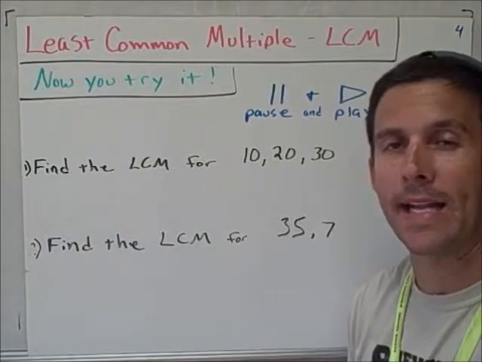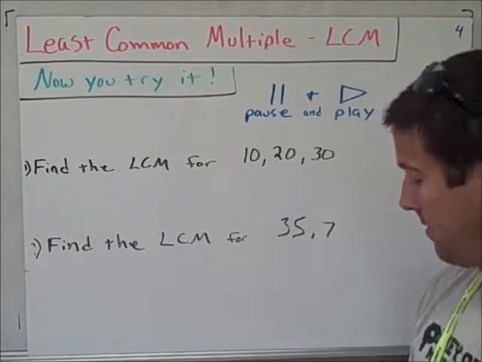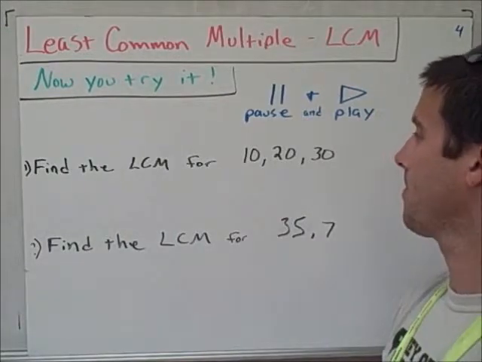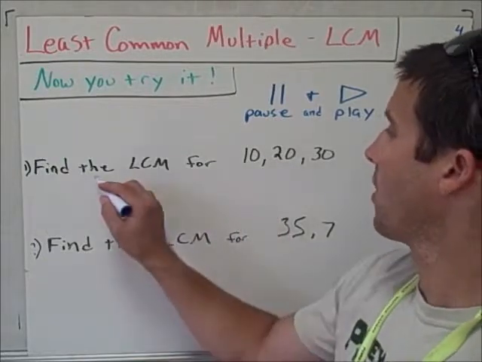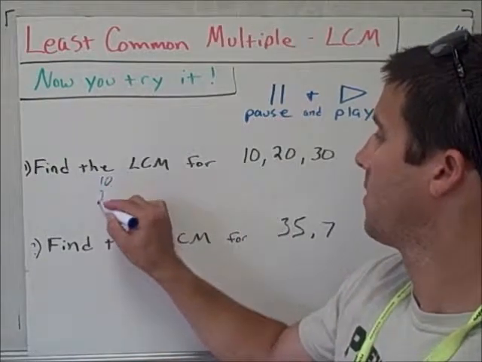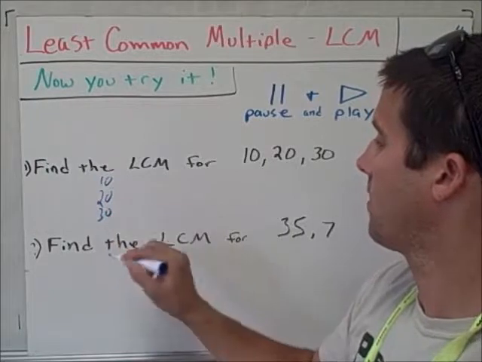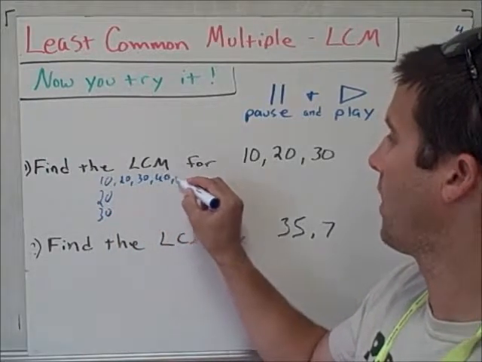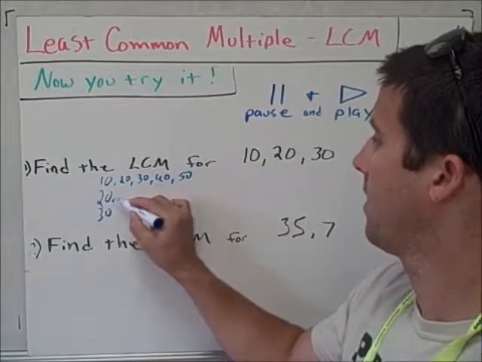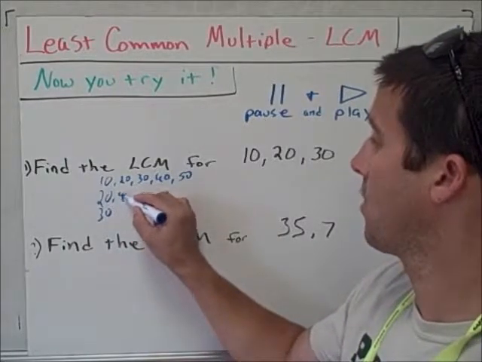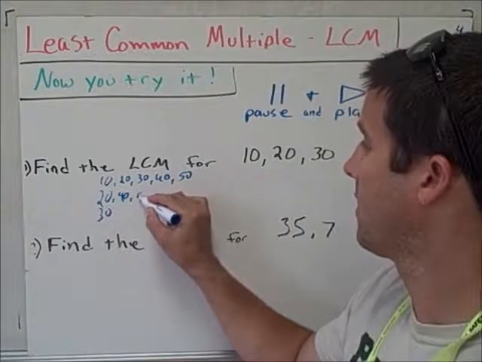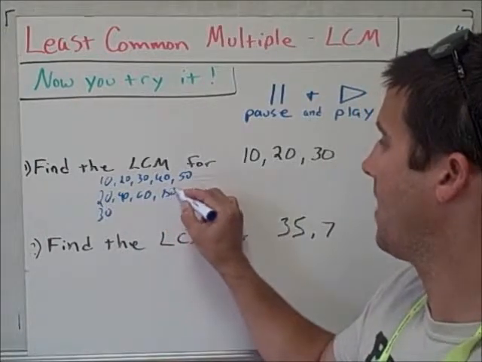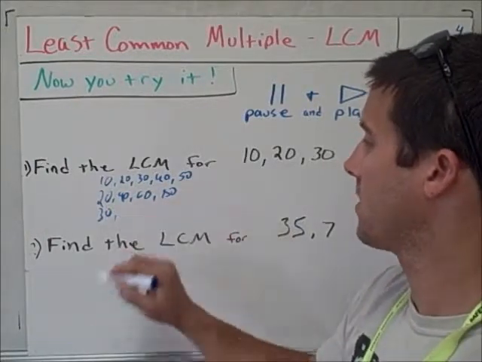Okay, welcome back. Hopefully you figured these out. I'm going to help you out a little bit. We're going to write the multiples for 10, 20, and 30. So let's go 10, 20, 30, 40, 50. 20 is 20. Going by 20s now. 40, 60, 80. And let's do 30s.